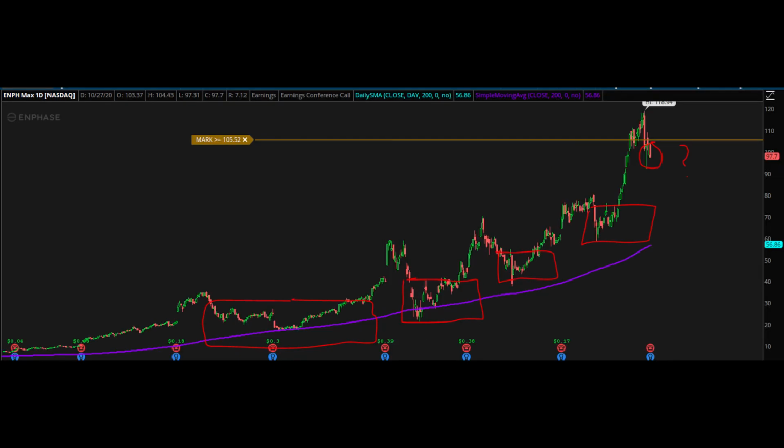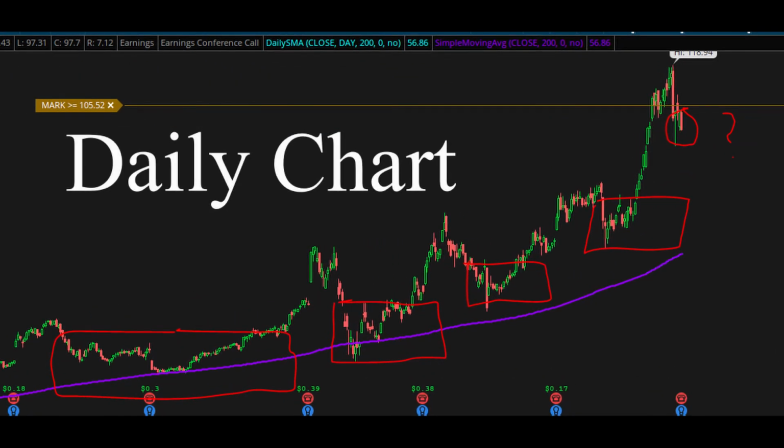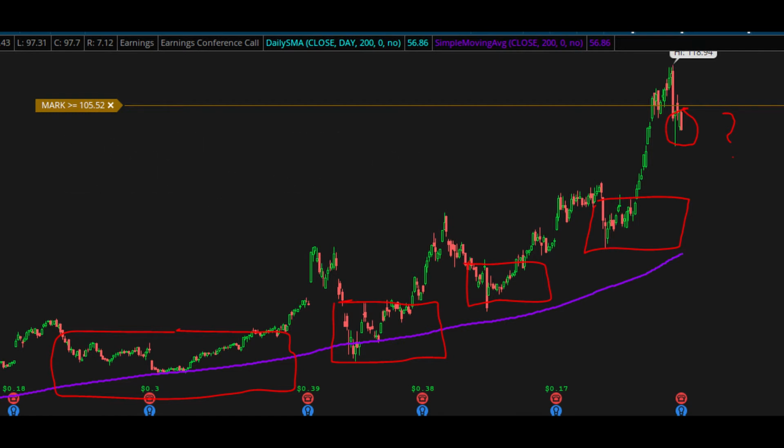Now, there are other indicators out there to show you when to enter, such as the RSI, which we're making a video on. But this is a different way of entering into a trade. So if you're interested in the RSI and how it works and how we use it, subscribe so you don't miss that release. This is the daily chart.